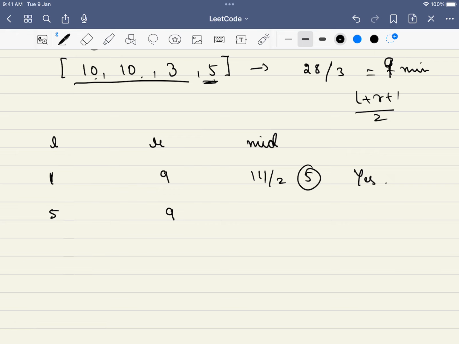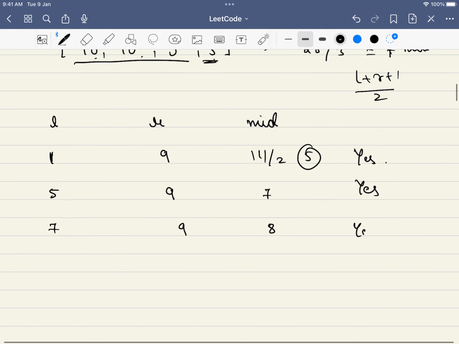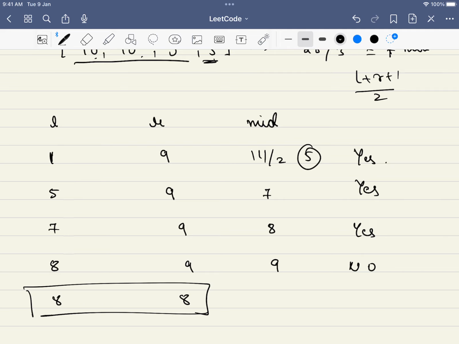Now what will be the new mid? The new mid will be 7 in this case, and for 7 it will also be true. So our new range gets reduced to 7, 9, and the new mid will be 8, and for 8 also the answer is yes. Now the range becomes 8, 9, and again the mid will be 9. For 9 the answer is no, so left and right get reduced to 8, and this will be our answer.